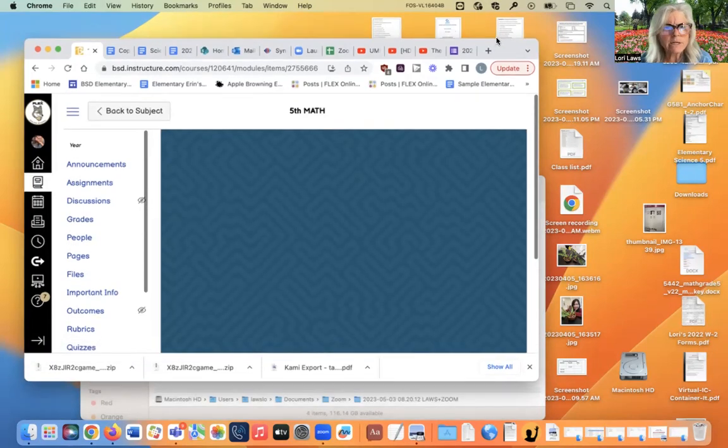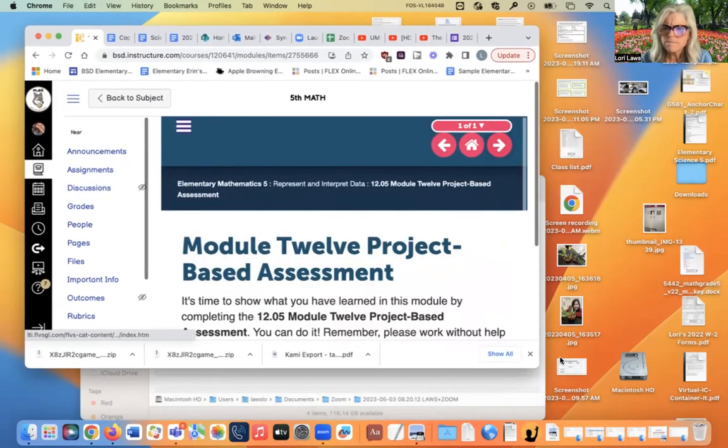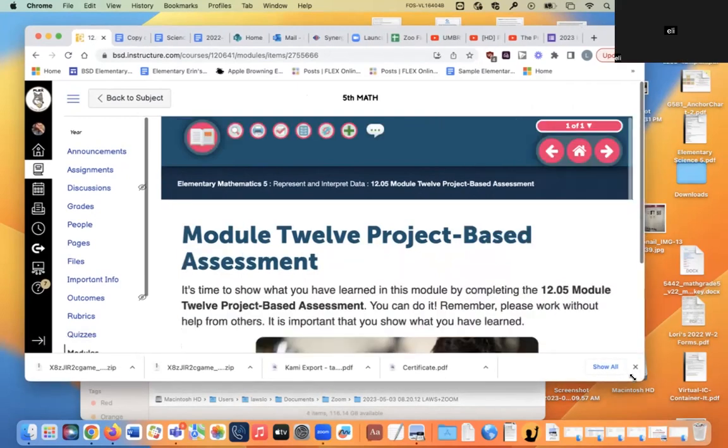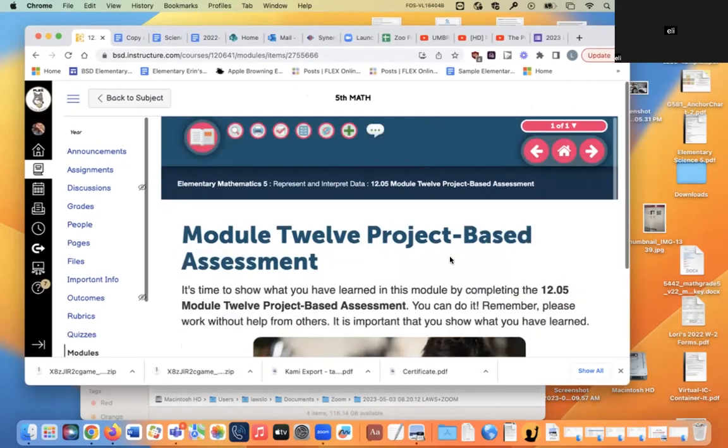Is my screen slow today, or can you guys see it? You can see it. Okay, good. Somebody said it was slow.